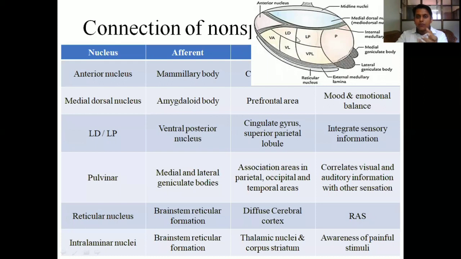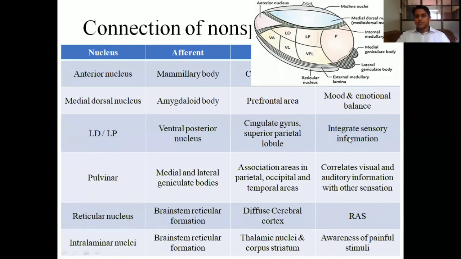But afferent to this, from where do you expect the afferent to this? They should get the afferent from the sensory signals, maximum sensory signals relay in this ventro-posterior nucleus, which has ventro-posterior lateral and medial. So they should get the afferent from this nucleus, ventro-posterior, medial, and lateral, right? And efferent to this, it should go to the association areas. That's in the superior parietal lobule and cingulate gyrus.